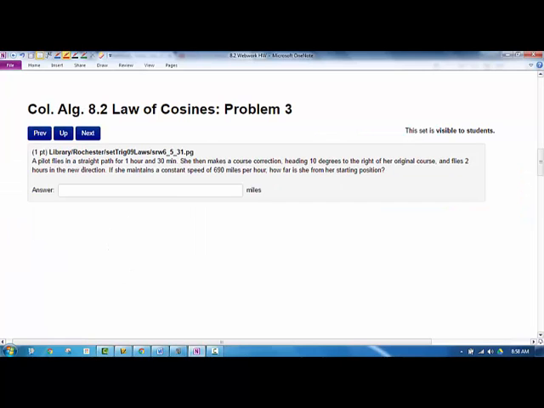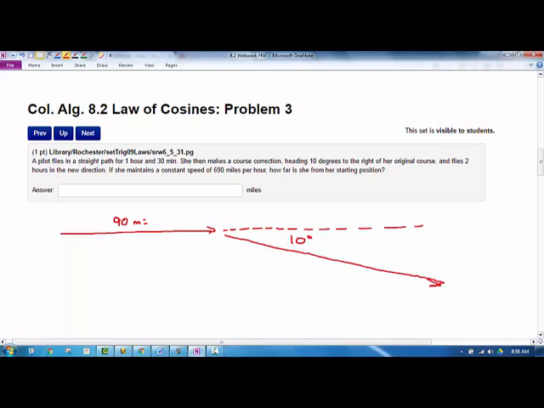Okay, the next problem says a pilot flies straight for 1 hour and 30 minutes. So that's straight like this way for an hour and 30 minutes, which would be 90 minutes. And then she makes a course direction. So she was going this direction. Now she changes directions and goes this way, which is 10 degrees right of her original course, and flies for 2 hours, which would be 120 minutes. She maintains a constant speed of 690 miles per hour. How far is she from her starting position?